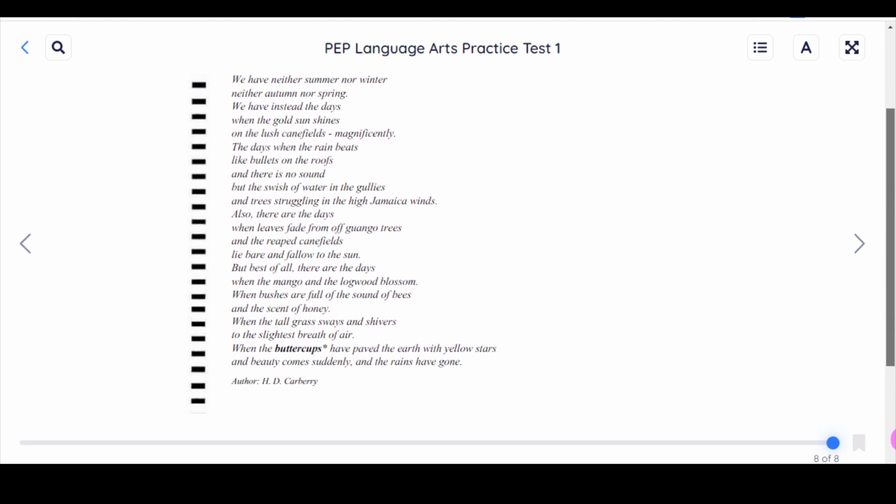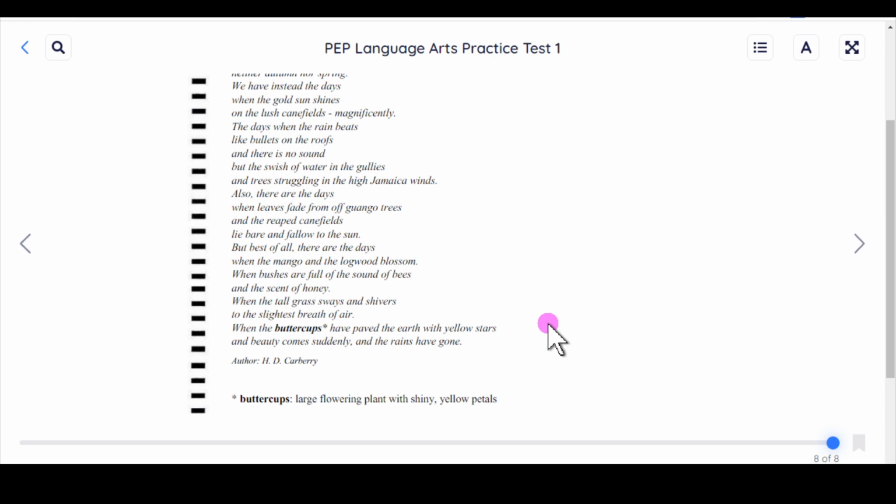But best of all, there are days when the mangoes and logwood blossom, when bushes are full of the sound of bees and the scent of honey, when the tall grass sways and shivers to the slightest breath of air, when buttercups have paved the earth with yellow stars, and beauty comes suddenly, and the rains have gone.